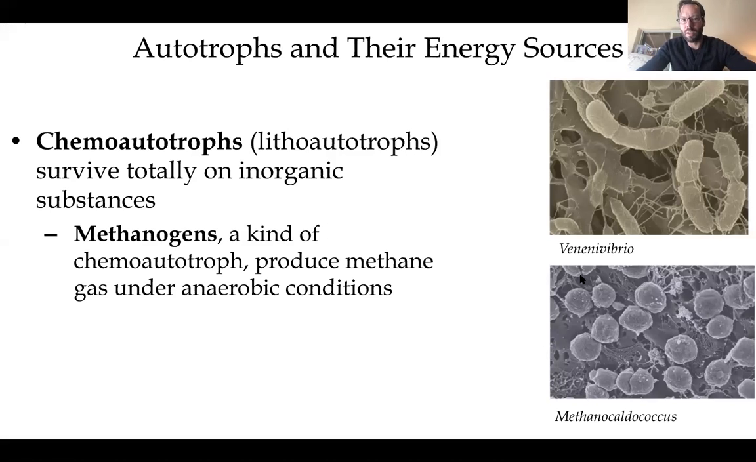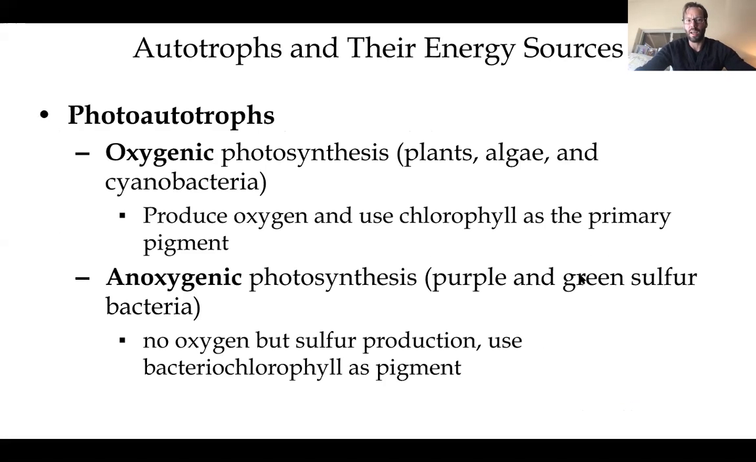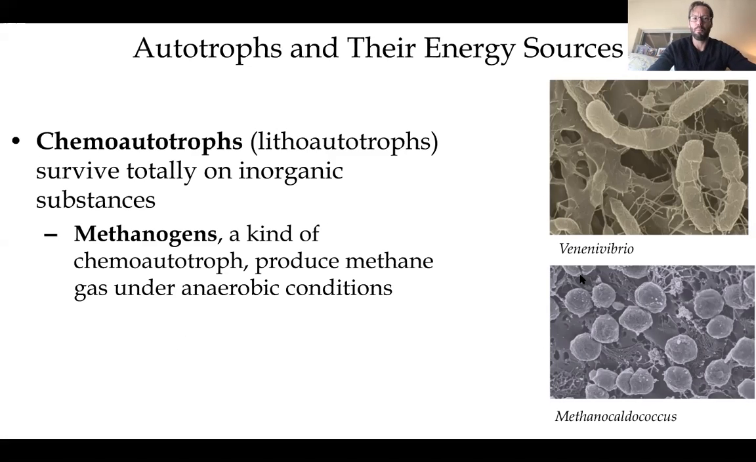But methanogens in particular, those are going to be chemoautotrophs that produce methane under their conditions. Okay, so if we go back here to oxygenic and anoxygenic, that's producing oxygen or not producing oxygen. Here, methanogenic would be, instead of producing oxygen, you're producing methane. Okay, and here are some examples of that to the right. Organisms that are methanogens.